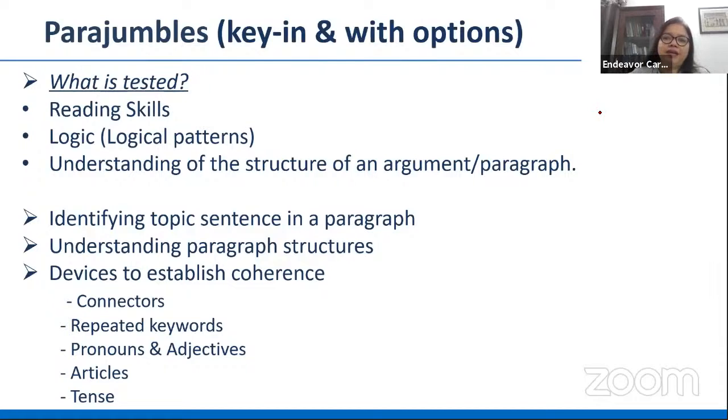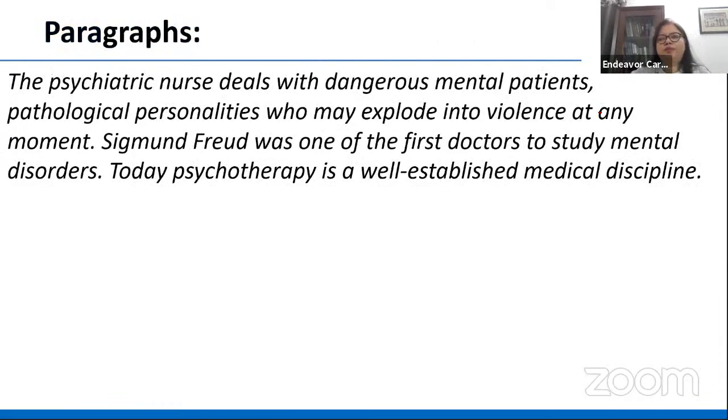And what are the normal devices or aspects that are used to establish coherence or link? You have words that we can call connectors, connecting words, transitional words, etc. You have keywords that can be repeated. You have pronouns and adjectives, article links, tense links, modifier links, a lot of grammar links as well. So we're going to look at a variety of things today, all right? Okay. So with this understanding, let me present this to you.